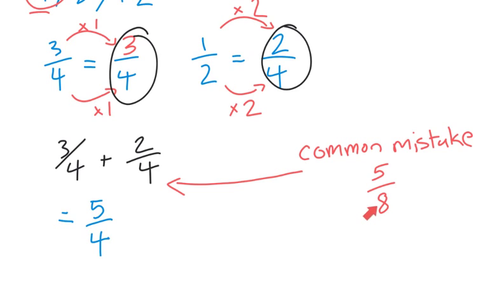This is a common mistake, as I've mentioned before. Do not touch the denominators. The actual answer is 5 over 4. And you'll notice that this is actually something called an improper fraction. I'm going to show you now how to quickly convert this improper fraction into a mixed number.